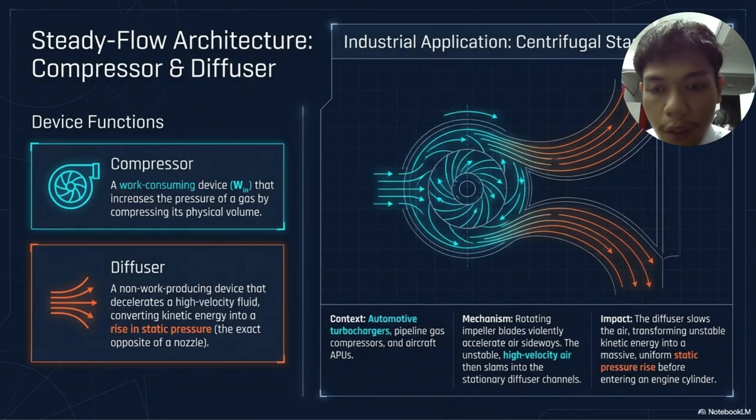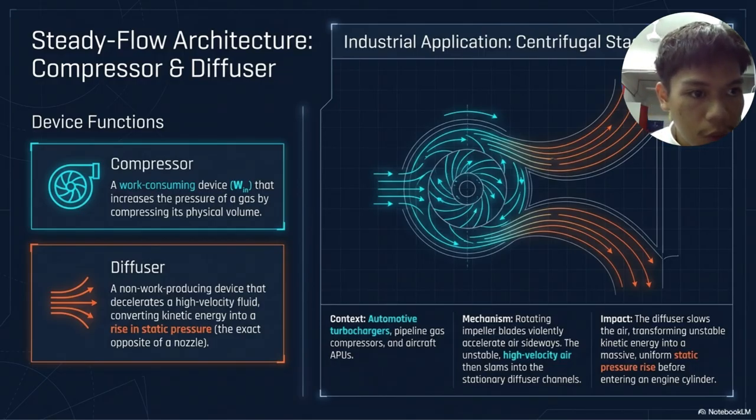So how does it work? The rotating impeller blades violently accelerate air sideways. The unstable high-velocity air then slams into the stationary diffuser channels. The diffuser slows the air, transforming unstable kinetic energy into a massive uniform static pressure rise before entering an engine cylinder.